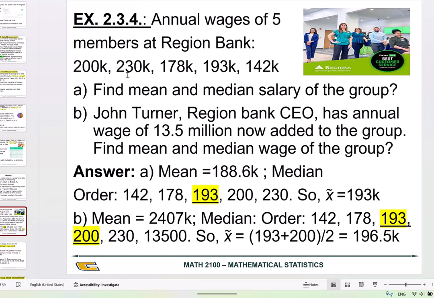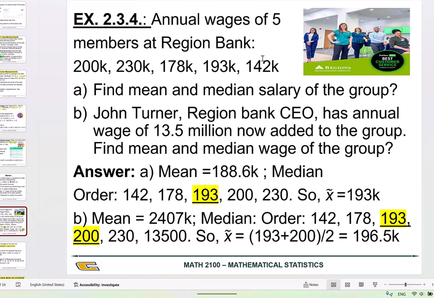For the median, in this case, the first thing you need to do is rank the sample, either descending or ascending. Let's look at ascending: 112, 178, 193, 200, and 230. Because we have an odd sample size, 1, 2, 3, 4, 5, the middle value is the median.